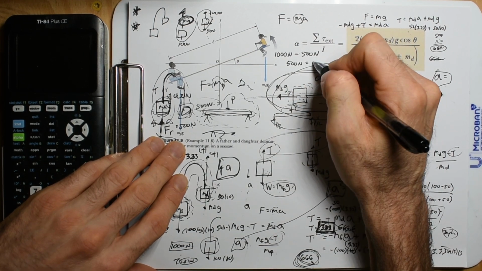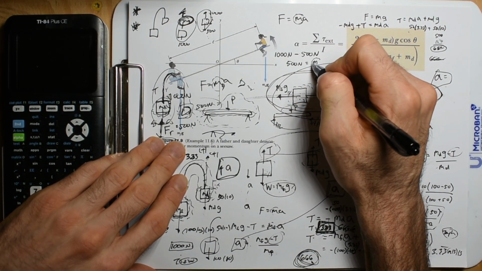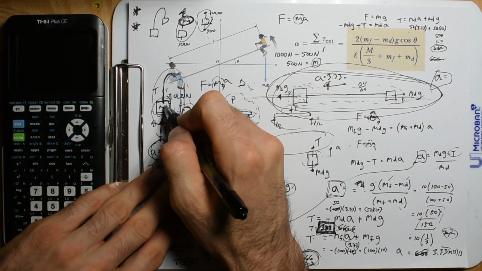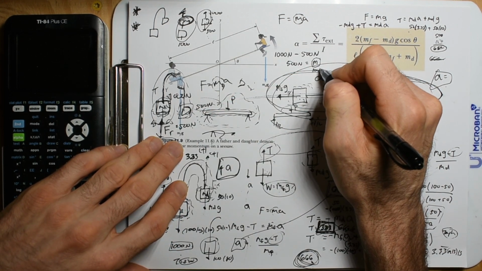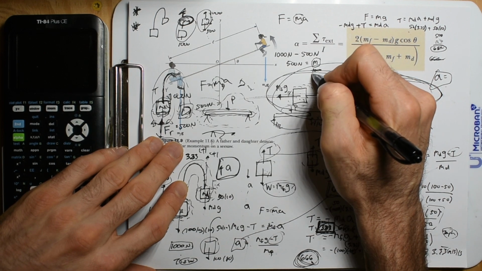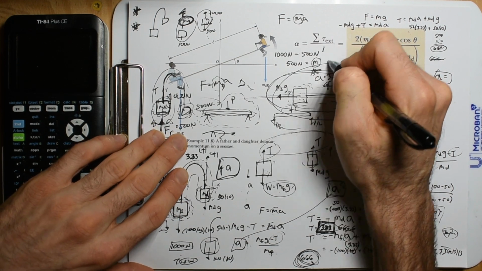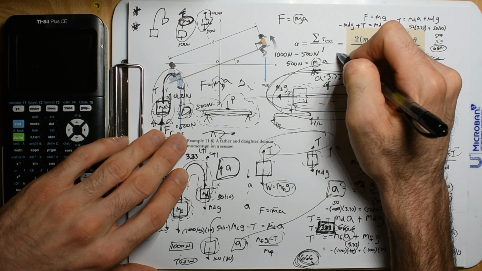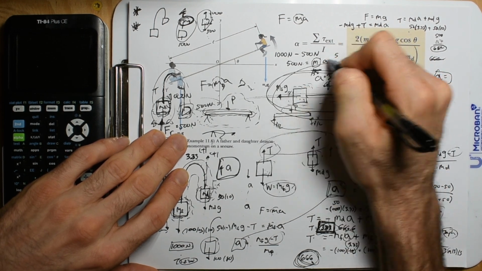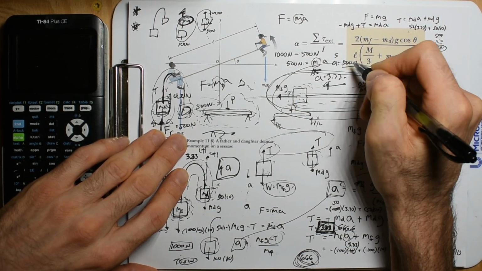But guess what? That's acting on a mass that's way more than just this 1,000. It's not 1,000. I'm sorry, it's not 100. It's 150. So now we have the acceleration. If we do the equation for acceleration, it's 500 newtons divided by 150 kilograms.